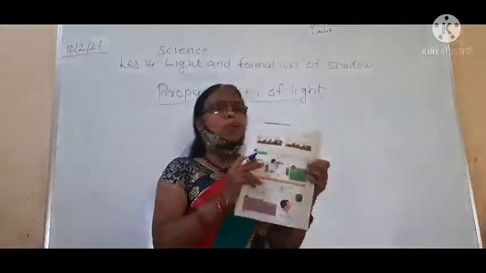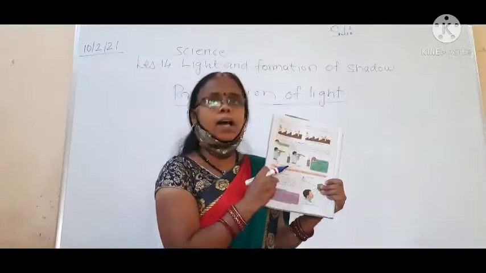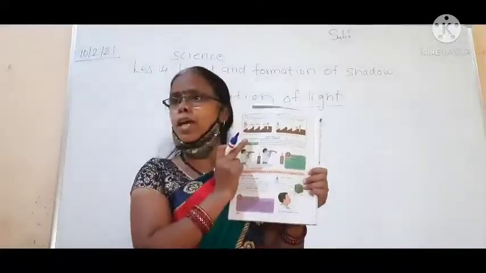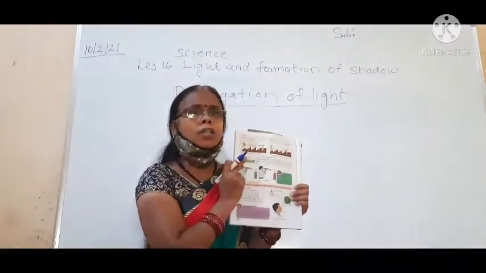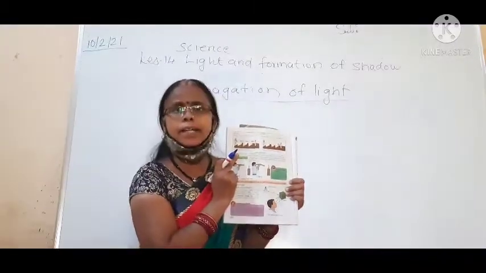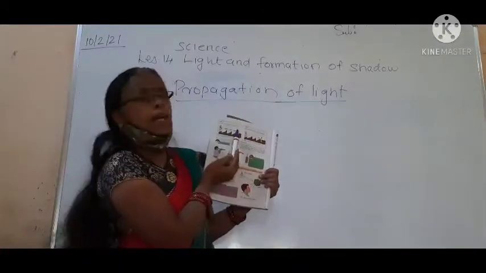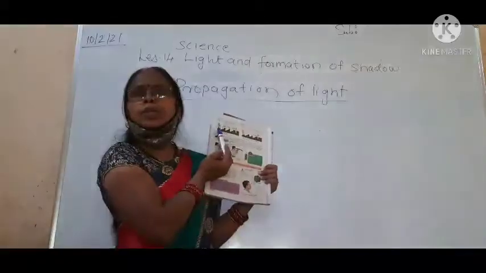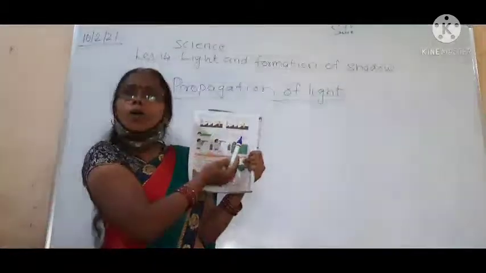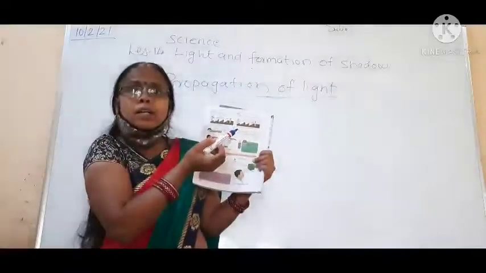So you have to carry out this small activity in order to study that light travels in a straight line. In the first step, you can see what has been done. All the three cardboards are kept in a straight line with a hole in the center, and that is why the flame of the candle is easily visible to the person. In step two, one of the cardboards is displaced.